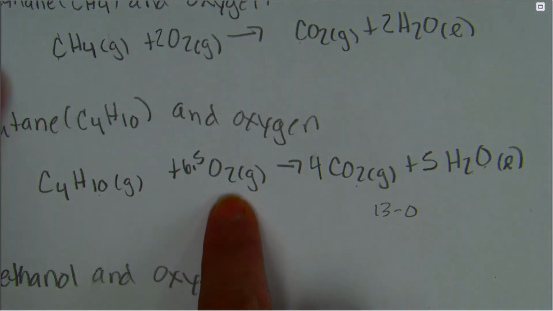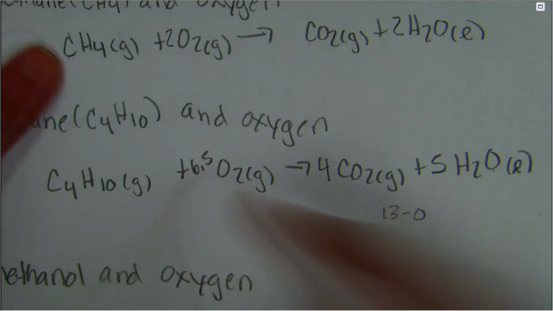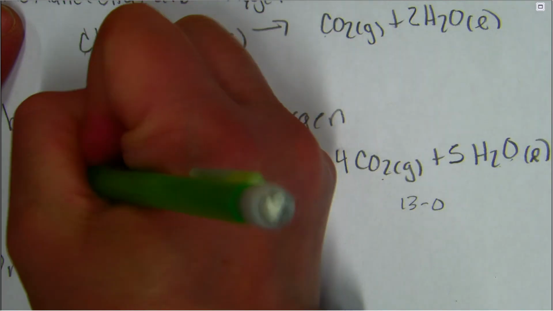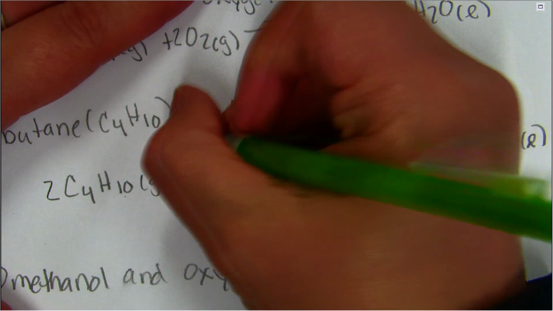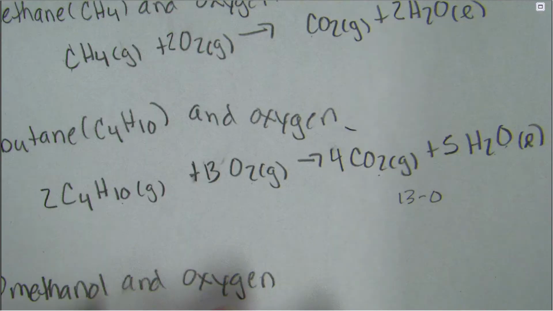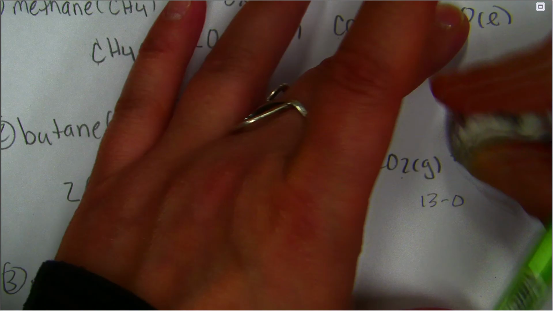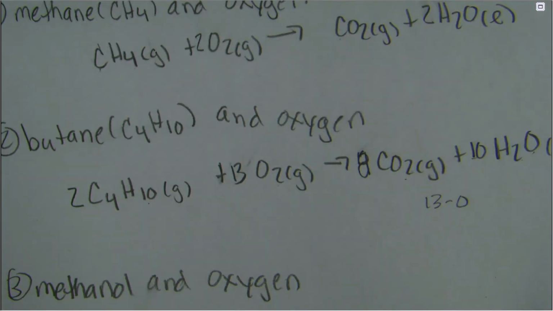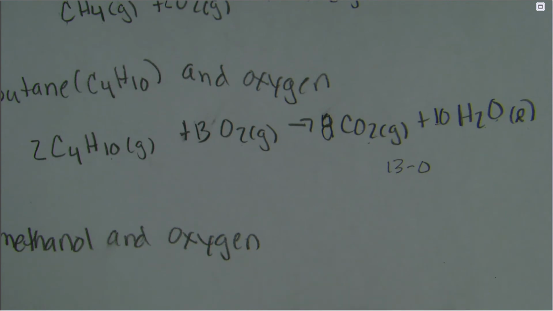6.5 times 2 is 13, but I know I cannot have a half of a mole of anything, so I'm going to multiply the entire equation by 2. 1 times 2 is 2. 6.5 times 2 is 13. 4 times 2 is 8. And 5 times 2 is 10. So there we go. And there is my reaction for butane in the presence of oxygen.